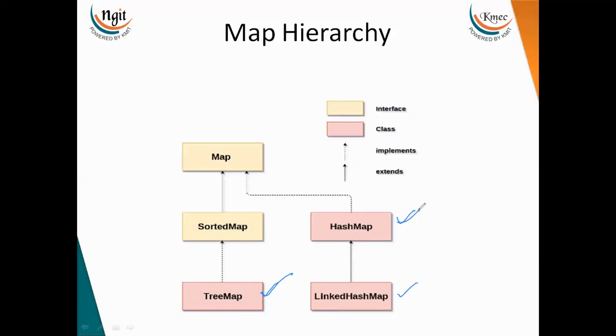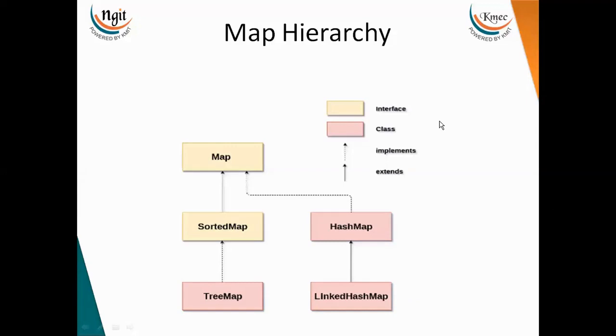So HashMap does not maintain the order. LinkedHashMap maintains the insertion order. TreeMap maintains the ascending order. This is the difference between the three different classes, right?